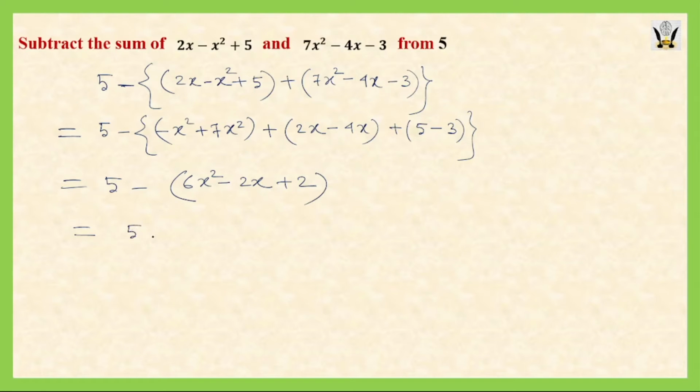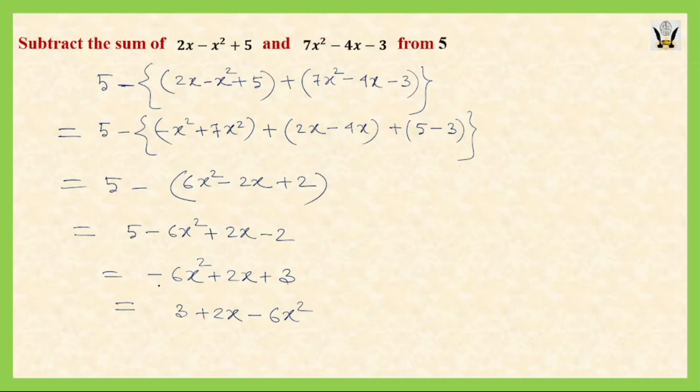Next we will be writing this way: 5 minus 6x square, then minus minus plus 2x, then minus plus minus 2. So finally it will be minus 6x square plus 2x, then 5 minus 2, it will be plus 3. And this is the simplified answer of this algebraic simplification. Now we can arrange this way also: 3 plus 2x minus 6x square. If the first term is negative and that doesn't look good to us, we can arrange it this way also.